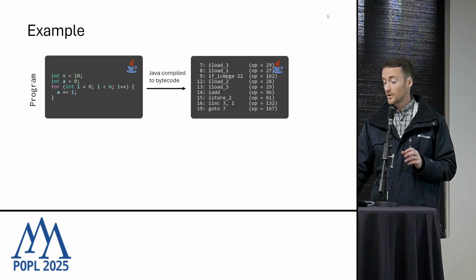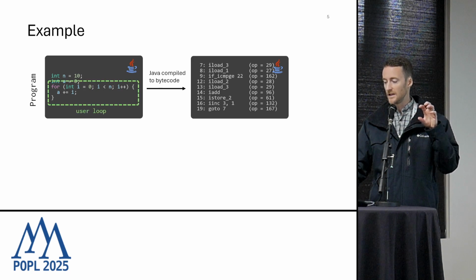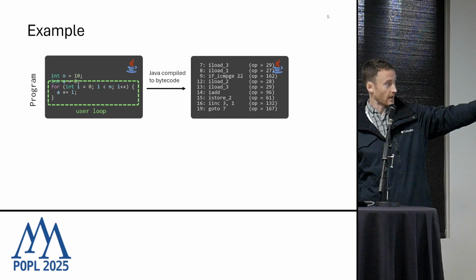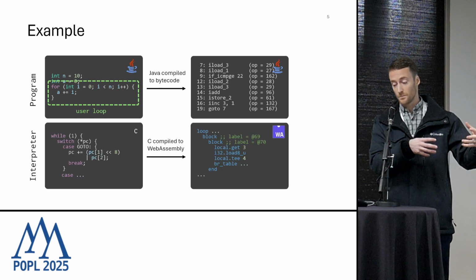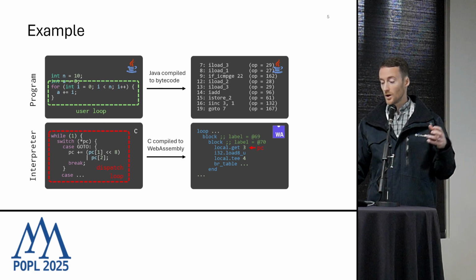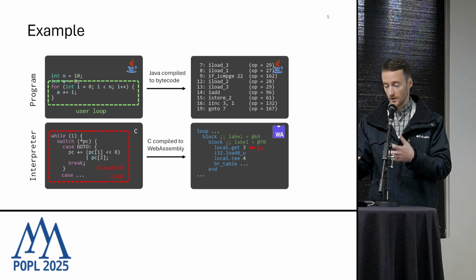And so you'll notice that this Java program has a loop, and we'll call this loop the user loop. The body of this user loop, that's the bytecode on the right. And then the Java interpreter, we're going to interpret this bytecode. That's written in C, and it has a loop which we'll call the dispatch loop. This retrieves the bytecode and implements the bytecode.